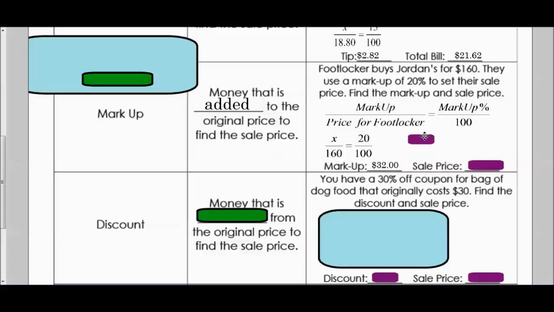We find out that that is $32. So they're planning on marking it up $32. That's added onto this $160. That's going to tell us the sale price. They're actually going to end up selling them for $192. So they make $32 of profit.